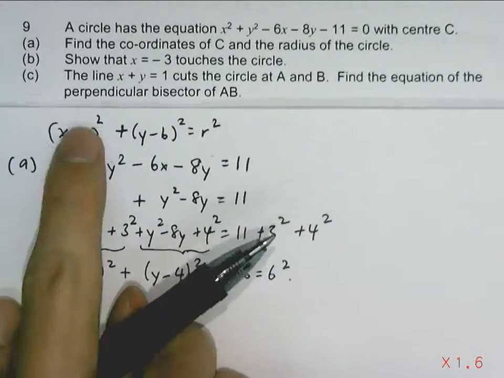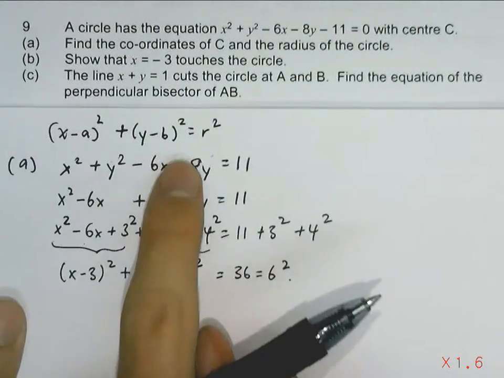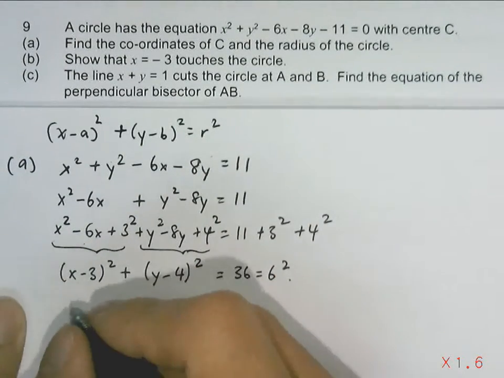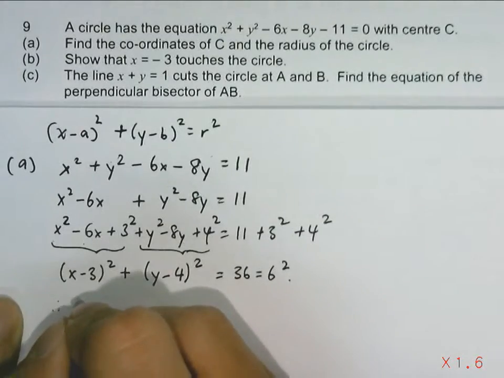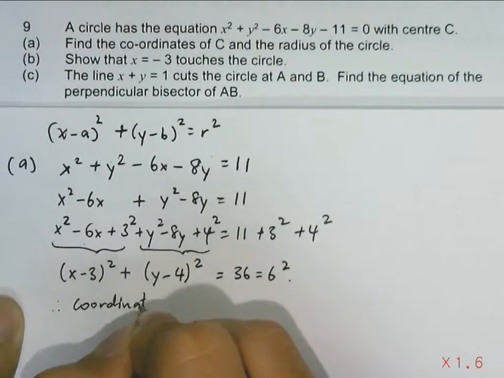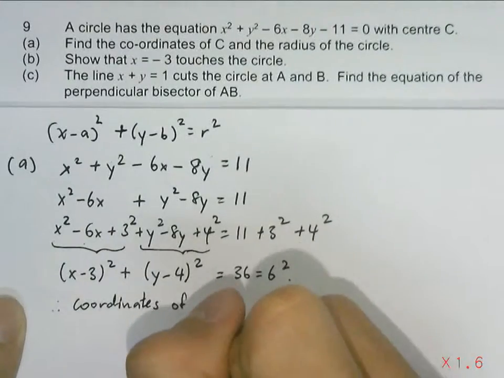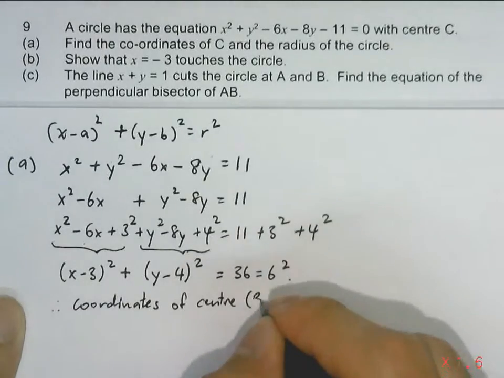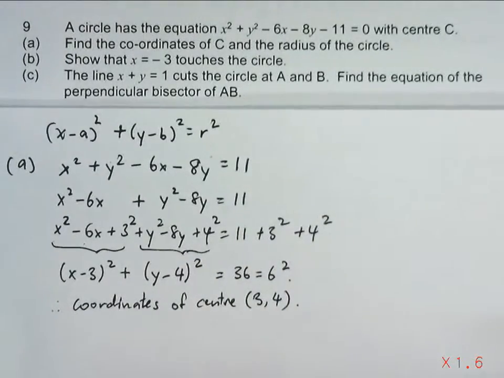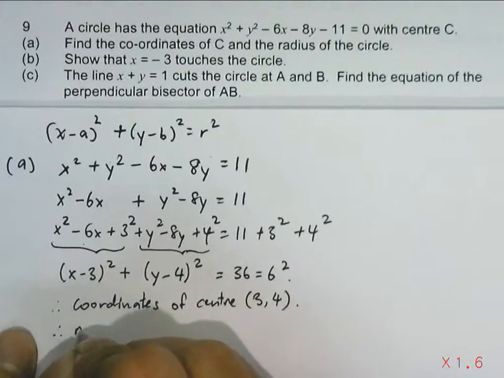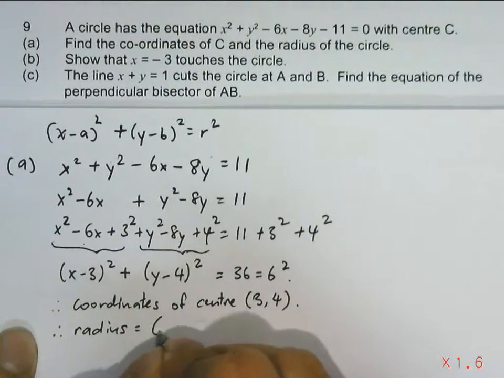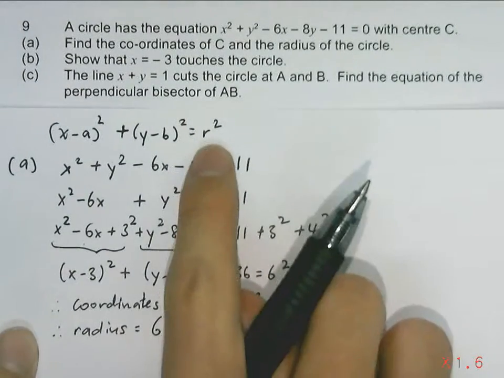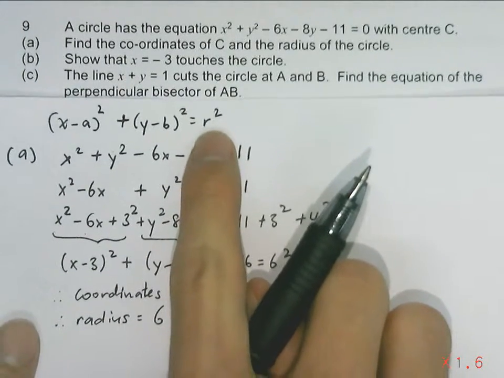Comparing this with the original form, or the other form of the circle equation, we can find the center's coordinates. The coordinates of the center would just be 3 and 4. And therefore the radius is 6 units, as 36 is 6 squared. In the same form, r squared means r is 6.